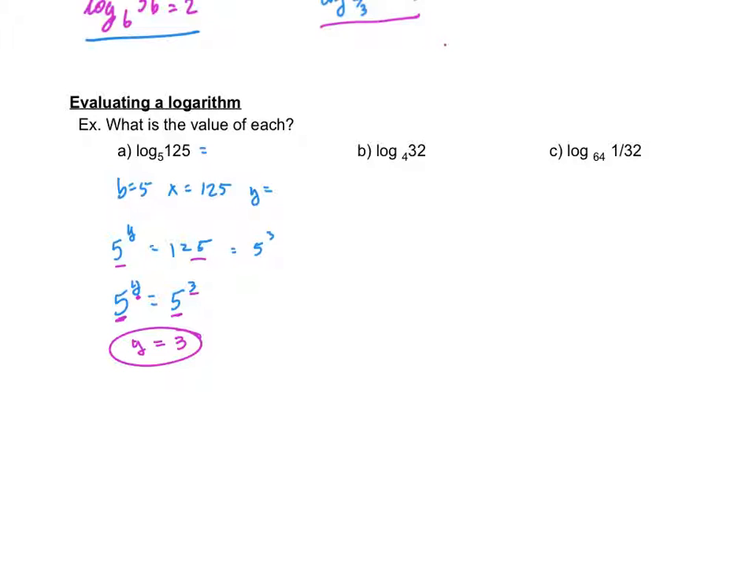And let's see, going to this next one, we know that we have b is 4, x is 32.